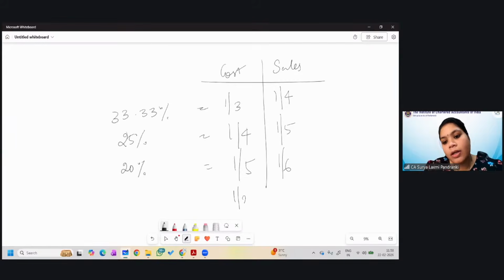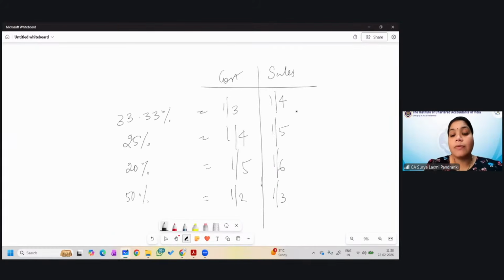Suppose they told 1/2, which means 50%. 50% is 1/2, no? Then this will be one third on sales. You can have this table with you. This will be useful not just in this chapter, in other chapters also. When something is told in cost, then if you have to convert it into sales, use this. If something is given in sales or you have to do it in cost, you can use this. I want you all to write down this table so that it will be easy for you. How this will apply, we'll see, but just note down this table.